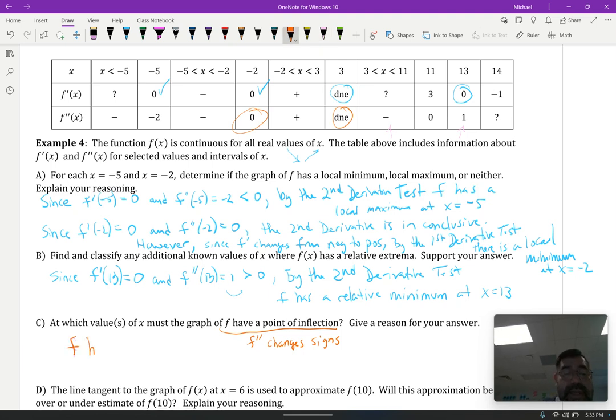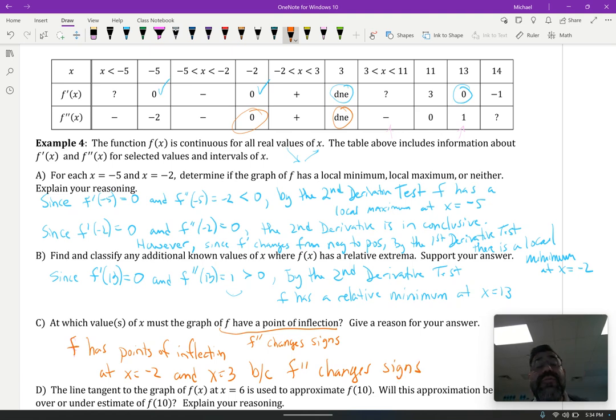F has points of inflection at x equals negative 2 and x equals 3 because f double prime changes signs. The second derivative changing signs guarantees me, on either side of the point, right? Guarantees me that that point is a point of inflection.